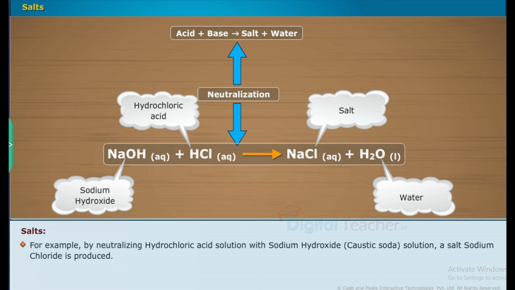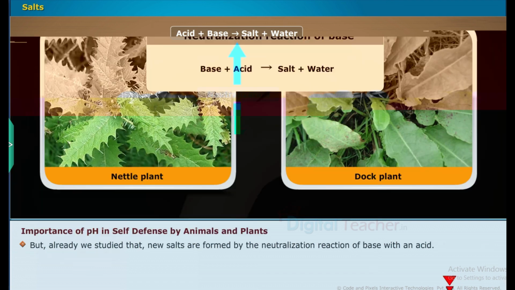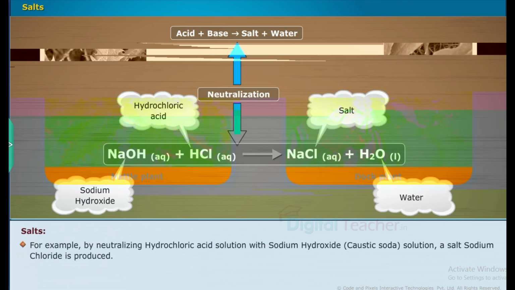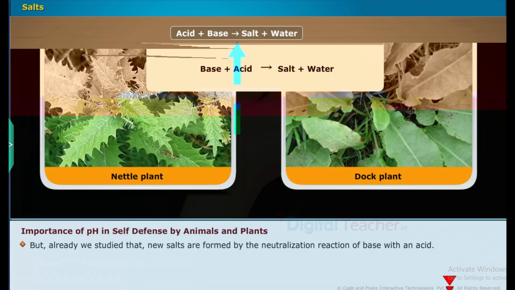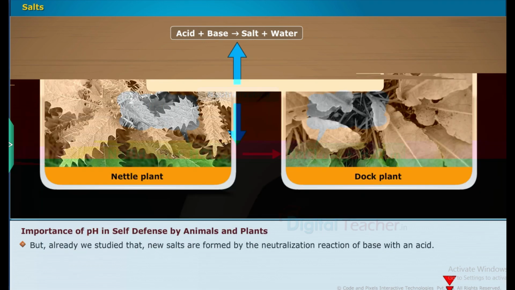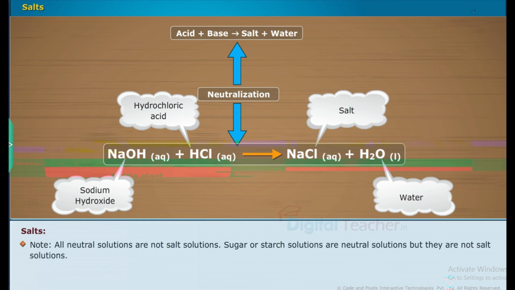For example, by neutralizing hydrochloric acid solution with sodium hydroxide, that is caustic soda solution, a salt, sodium chloride, is produced. Production of salt depends on the type of acid and base. Note: all neutral solutions are not salt solutions. Sugar or starch solutions are neutral solutions, but they are not salt solutions.